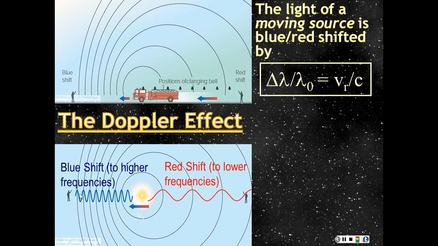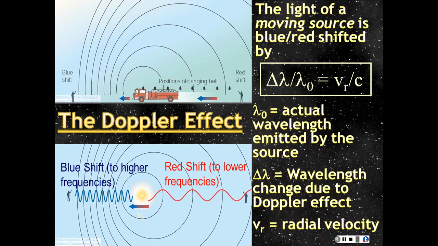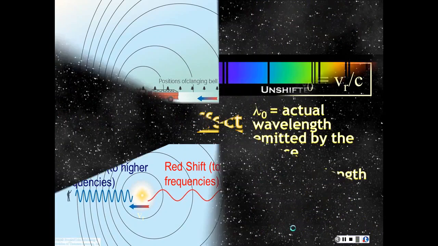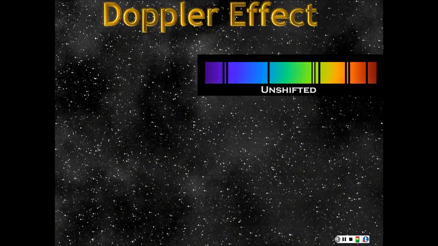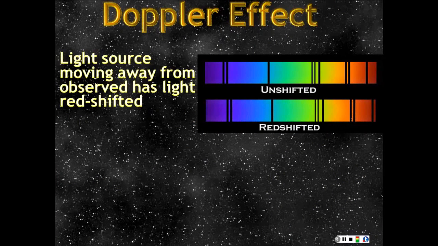We can quantify this, that the change in wavelength is related to the initial wavelength and the speed at which the thing is moving in a radial direction. So it has to be directly away or towards you. And so we've got the actual original wavelength at stationary, we've got how much it changes, and the radial velocity. So here I've got an unshifted spectrum, and now as I shift it, you can see that it's all shifted. This is stuff that's moving away from me. Everything is redder, everything is shifted towards the red, but the red lines are shifted more than the blue lines because it relates to the wavelength.